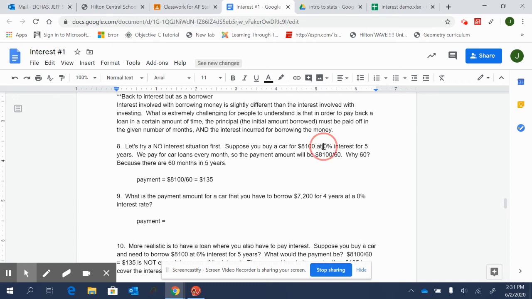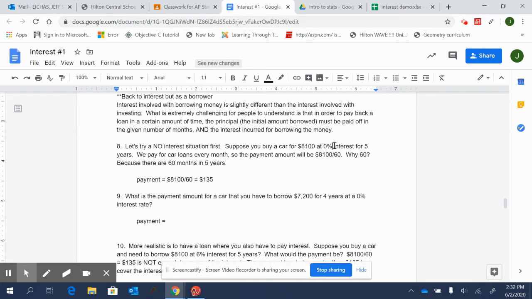Usually there's an interest rate. Now, 0% is kind of an incentive lately. Don't expect that. In most cases, there's going to be some interest kind of penalty or cost added. But to keep it simple, let's start out with what would your payment be if you bought a used car, say for $8,100, and there was no interest attached to it.